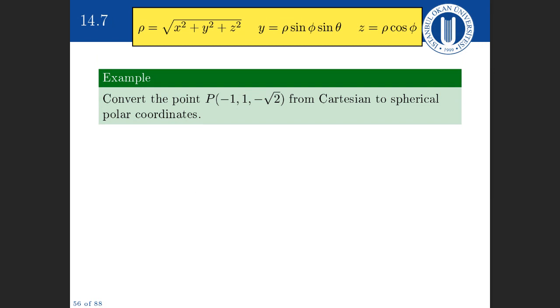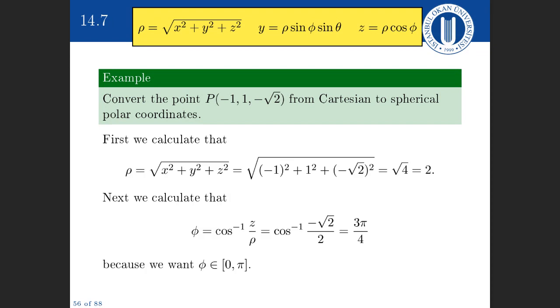Another one. Convert the point minus 1, 1, minus root 2 from Cartesian to spherical polar coordinates. Again, the equations that we need are at the top. We need to find rho, phi, and theta. Rho is easy. Rho is the square root of x squared plus y squared plus z squared. That's just equal to 2.